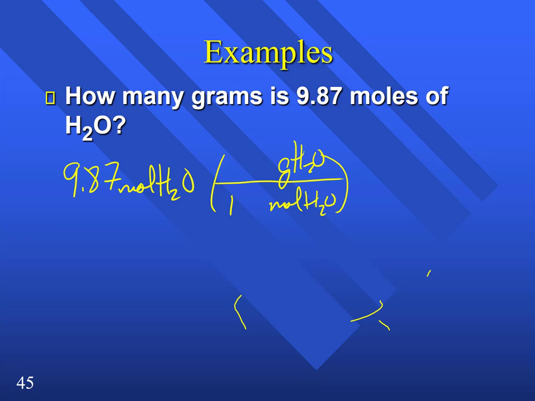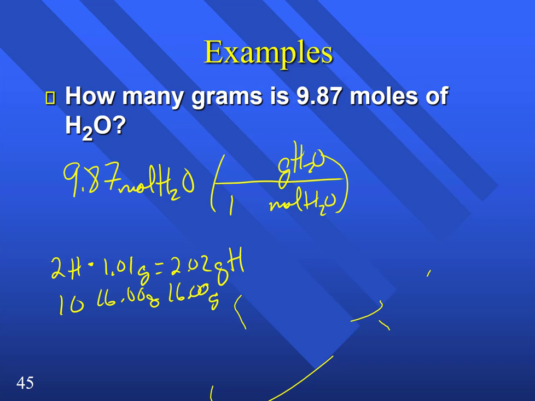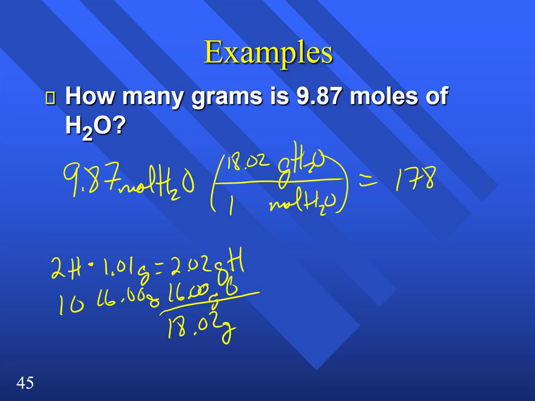And 1 mole is, well, 2 H's times 1.01 grams is 2.02 grams of H. 1 O at 16.00 grams is 16.00 grams of O. I add those up and I get 18.02 grams altogether. So that 18.02 is what goes next to grams. So I put the units in first, it tells me where to write the numbers. So 9.87 times 18.02 is, I got 3 digits, so I'm going to say 178 grams of water.